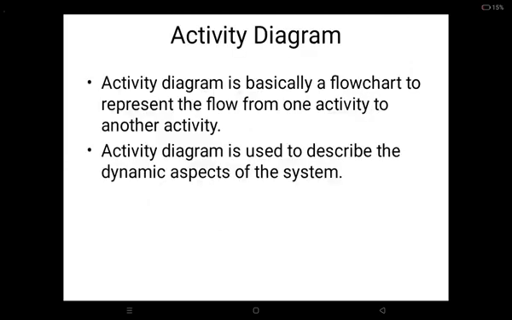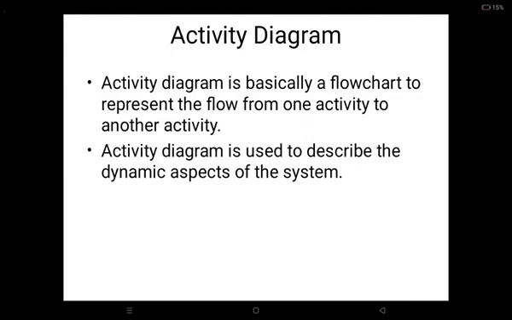Okay, the next diagram is called the activity diagram. This activity diagram also comes under the category of dynamic view, that is behavioral diagram. Activity diagram means what? It's a flow chart to represent the flow from one activity to another activity. It's mainly used to describe the dynamic aspect of the system. This is very important because the activity diagram comes under the dynamic view. It simply shows the flow of activity, from one activity to another activity.